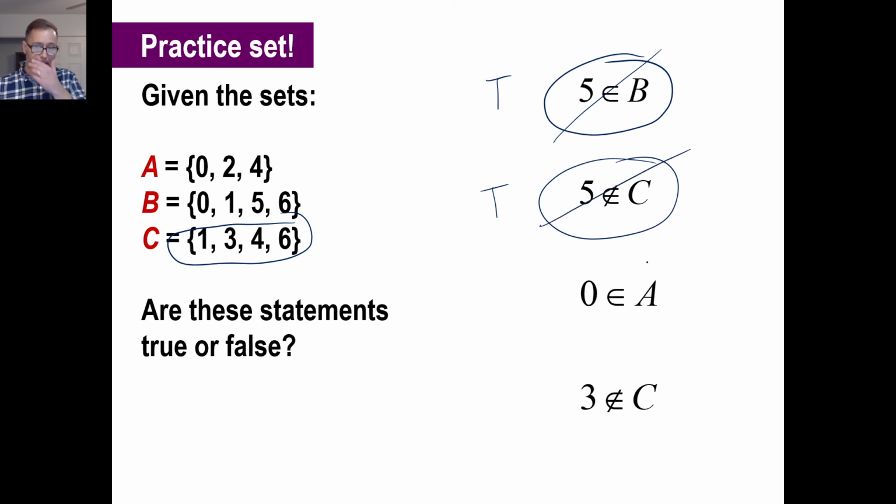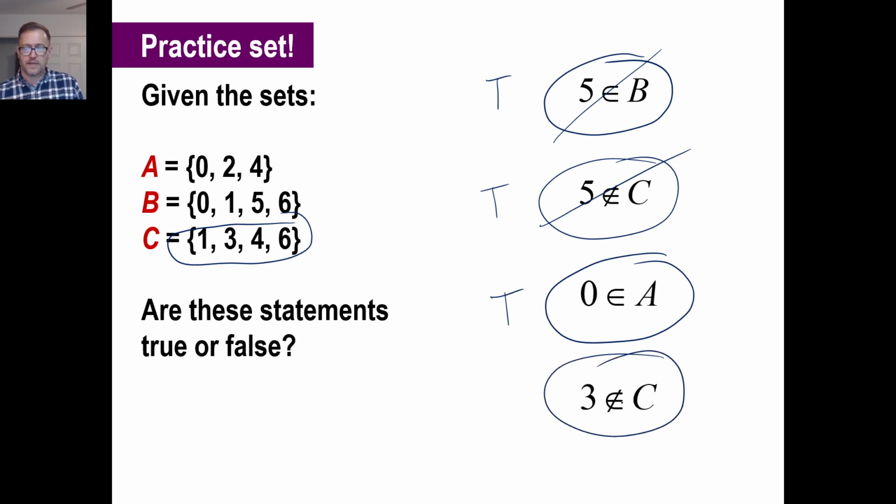For the third one, 0 is a member of set A. Well, is 0 a member of set A? Yes, it is. Okay. All right. And the fourth one, is 3 not a member of set C? Well, no, 3 is a member of set C. So this is a false statement. False. Okay, pause it and try C.